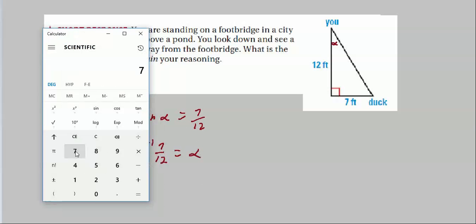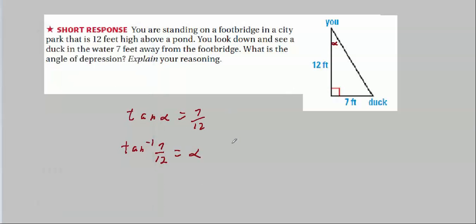And if we try that, looks like they're about 30.5 degrees. But they got tricky. They want the angle of depression. That's always the angle that you make with the horizontal here. So your angle, if you're setting up your artillery, you want to fire at 30 degrees to hit the duck.